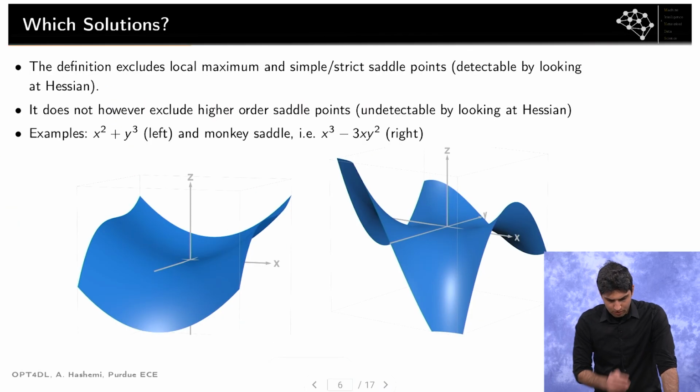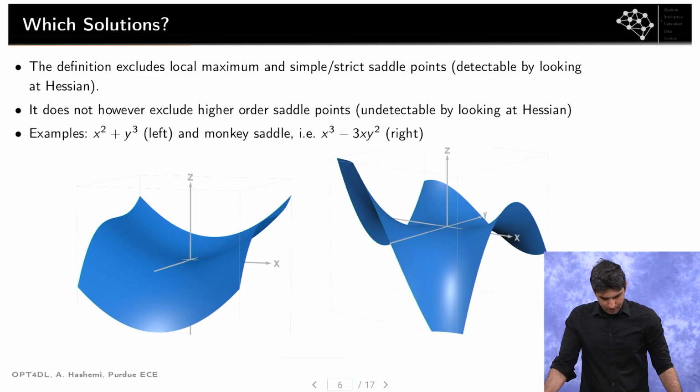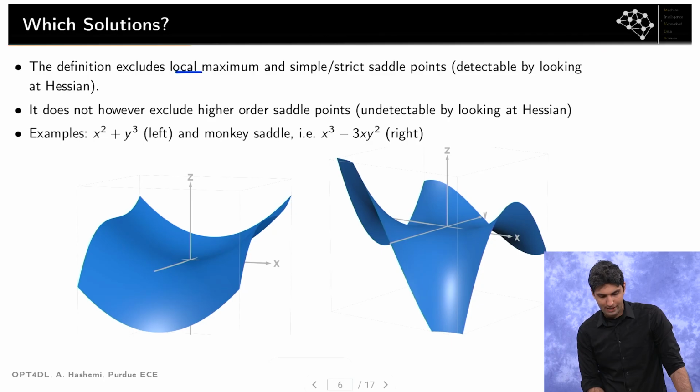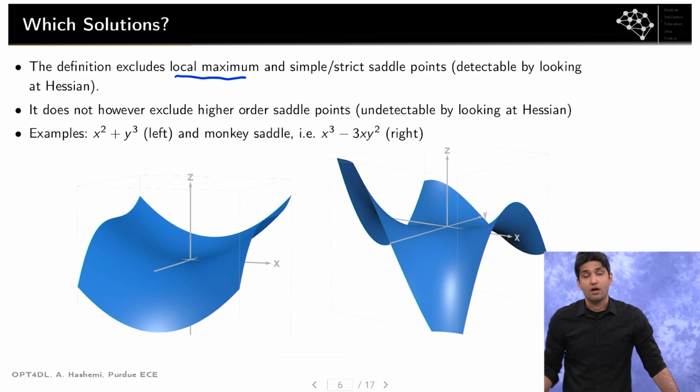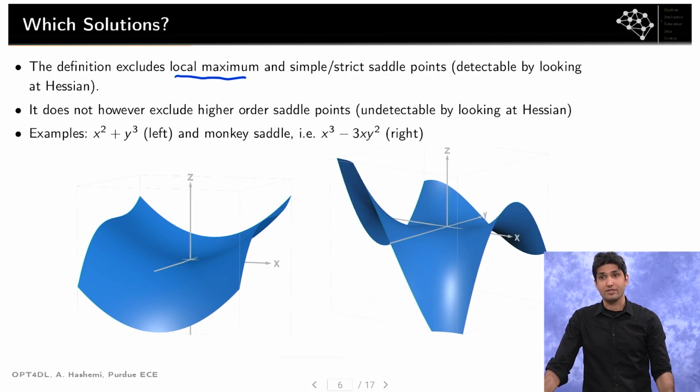All right. So, what does this definition mean? In terms of the examples that we saw before, this definition is useful because it excludes two bad first order solutions. First of all, it excludes local maxima, because local maxima are points at which the eigenvalues are very negative, all of them are negative. So they violate the second requirement, and by this definition we are excluding them.